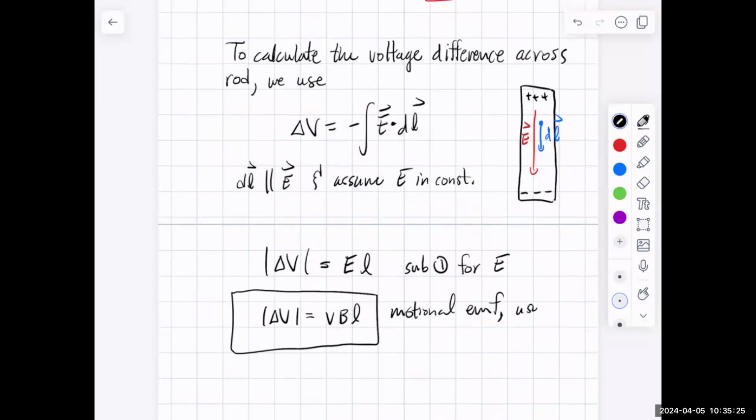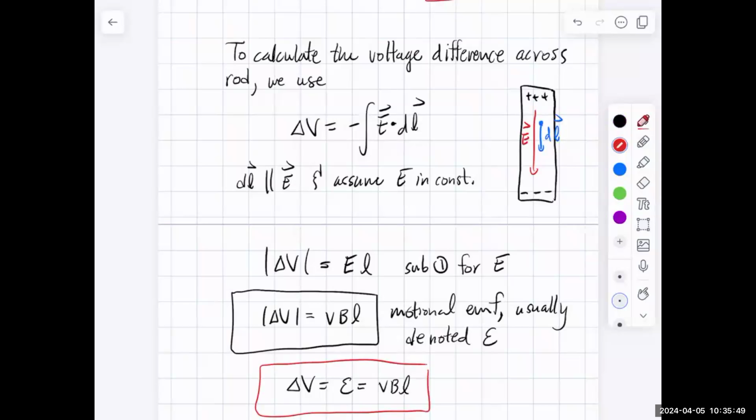It's usually denoted as this curly E. But what I like to do is really emphasize that this is just a difference in voltage. And just like a battery produces a voltage difference, the motional EMF is a source of voltage difference.